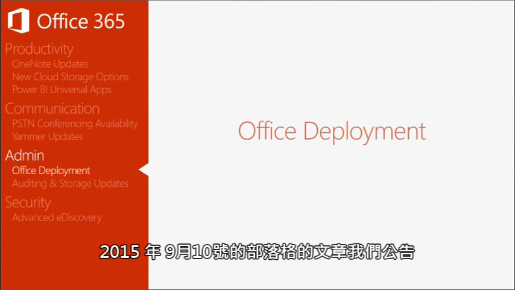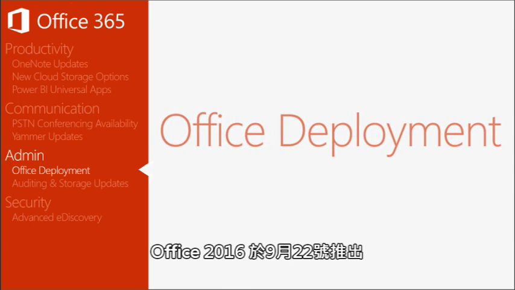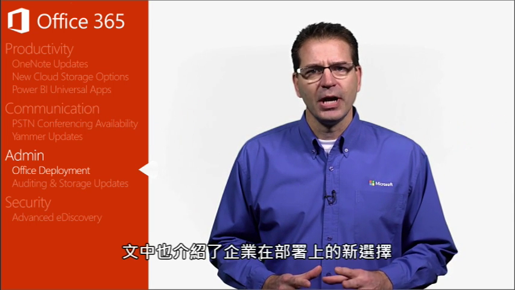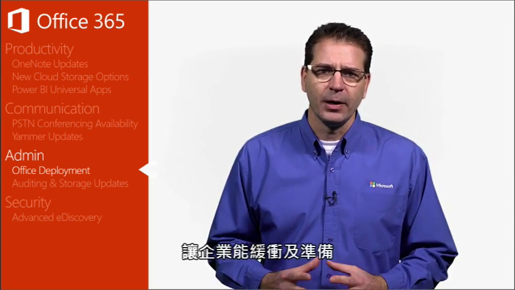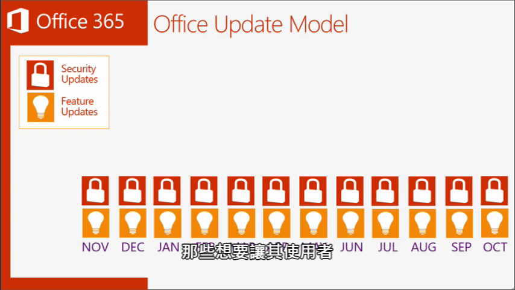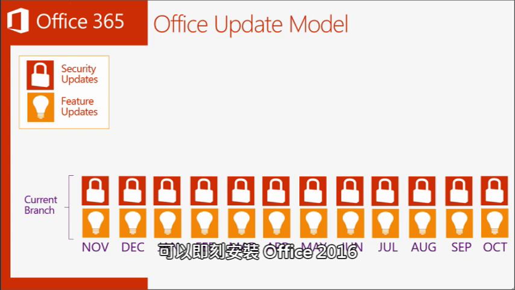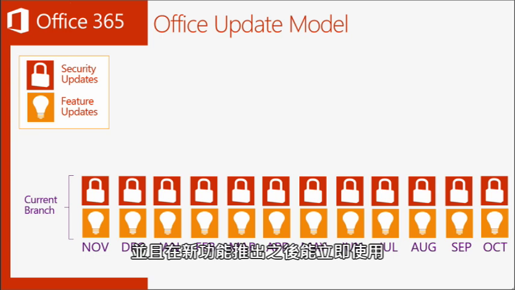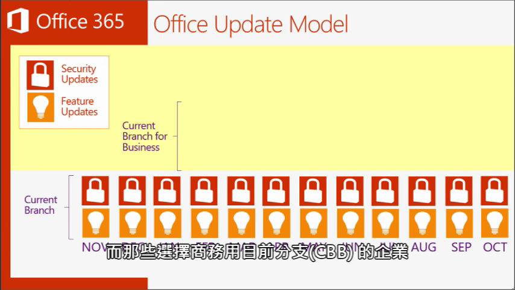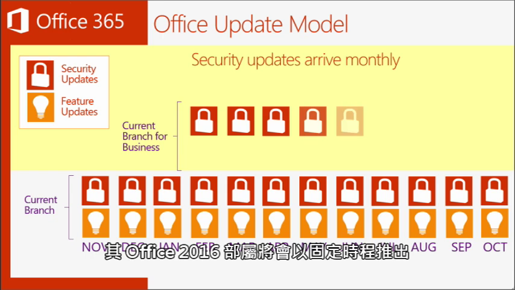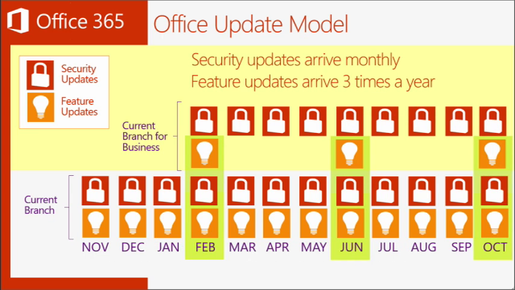A September 10th, 2015 blog post announced that the Office 2016 rollout was commencing on September 22nd. It also introduced new deployment options for businesses, including an option to postpone deployment to give them more time to prepare. Those companies that elected to put their users on the deployment option called the current branch could install Office 2016 immediately or soon after availability and were always kept up to date. Those customers on the current branch for business meant that Office 2016 deployment could take place in a more predictable manner and would not start immediately.